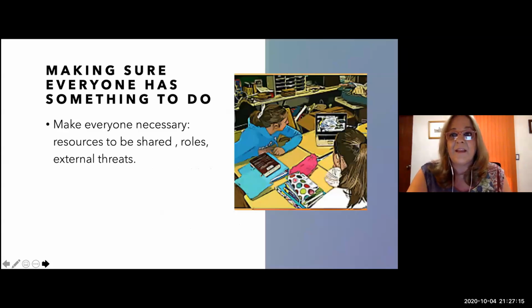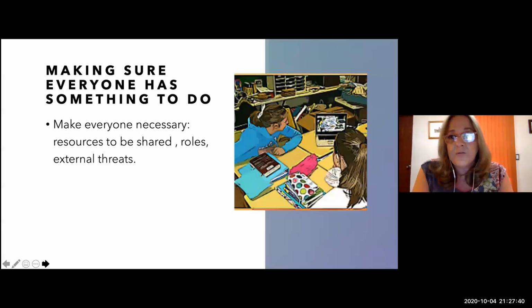So this can be done by the use of materials, for example, introducing some kind of jigsaw activity where one student, for example, is going to have part of a text, and this student will need the rest of the members of the group to talk about their parts so as to have a complete picture.